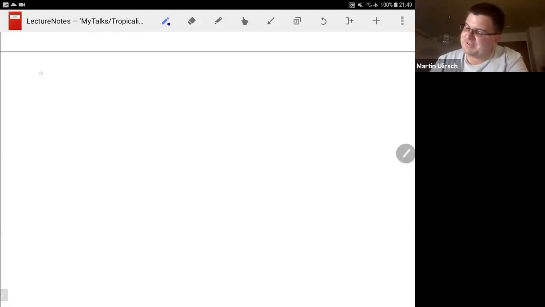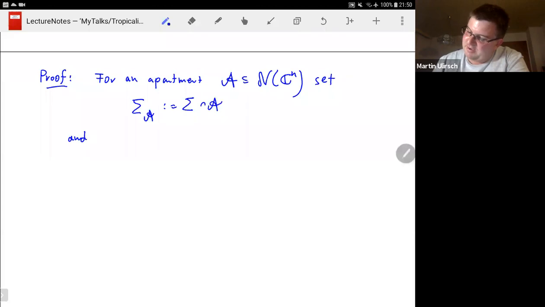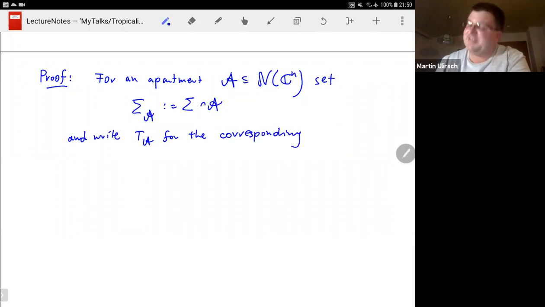Okay, let me just say, because the construction is surprisingly beautiful. So, choose an apartment A in this Goldman-Ivory space, and I'm doing the construction only for GLn now. Then we take the intersection of the cone complex structure, which is just a fan that we call sigma A, and we write T_A for the torus corresponding to the apartment. And I implicitly claimed earlier that the apartments correspond to the torus.